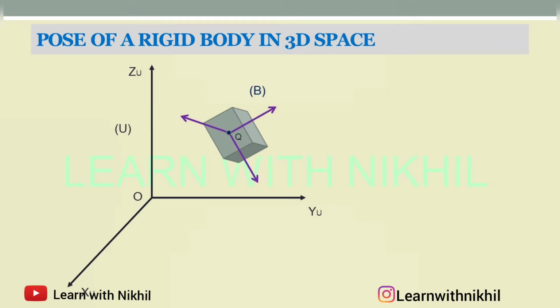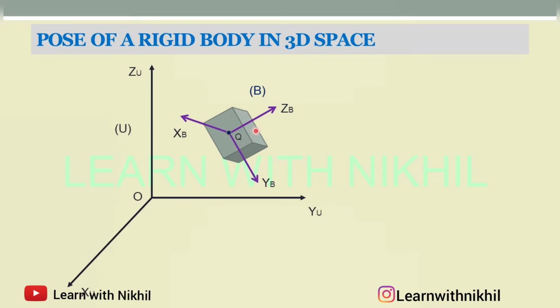Again it has the 3 coordinates. This is the body coordinate, as this is the universal, this is the body coordinate. The mass center is represented by Q, and this cube is represented by this body, which is denoted by B. And it has the 3 coordinates XB, YB and ZB. So every 3D object has 3 coordinates from its mass center: X coordinate, Y coordinate, Z coordinate, and this is the body coordinate. So it is XB, YB and ZB. And this is the universal coordinate, XU, YU and ZU.